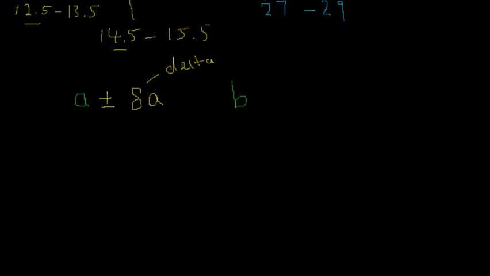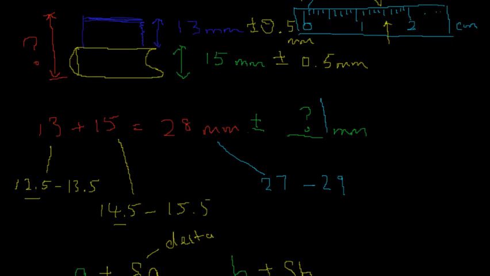In mathematics, we normally use the Greek letter delta as a symbol to represent a small change. In this case, delta A would be a small change in A, and we think of that as an error of A. In the same way, I'm going to write delta B for the error of B. So in the case of the measurements just now, that would be my delta A, and that would be my delta B, for example.